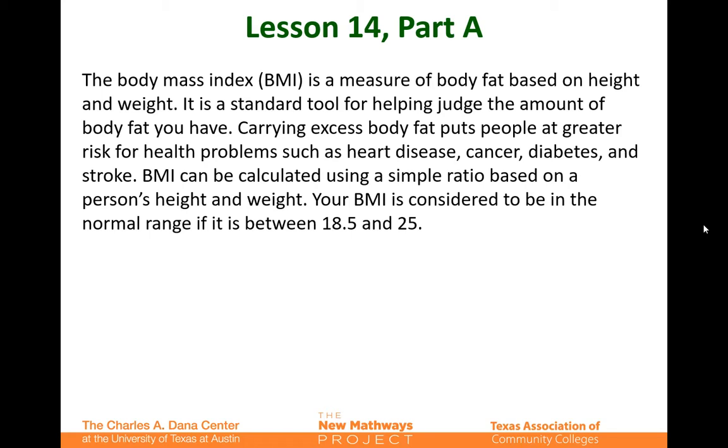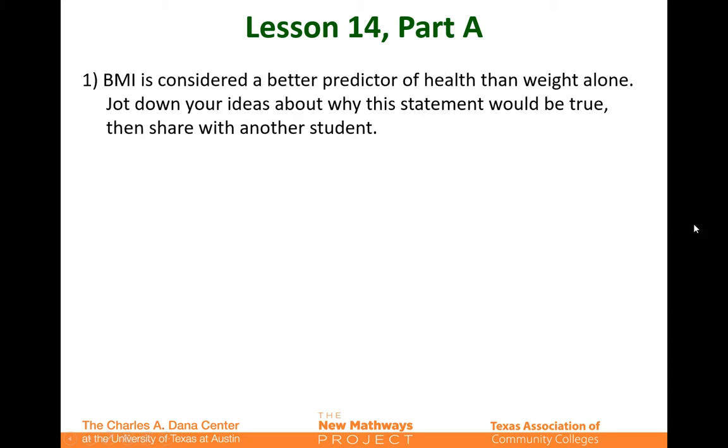BMI can be calculated using a simple ratio based on a person's height and weight. Your BMI is considered normal if it's between 18.5 and 25. BMI is considered a better predictor of health than weight alone. Jot down your ideas about why this statement would be true, then share with another student. Well, we're not in a classroom, so we're going to omit this. But BMI basically says, for a person your height, is your weight an appropriate weight?